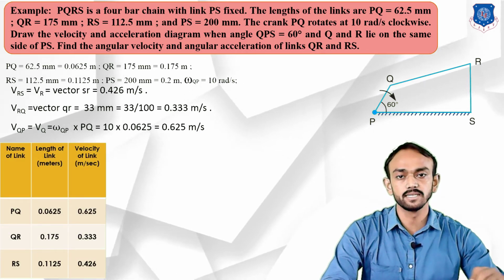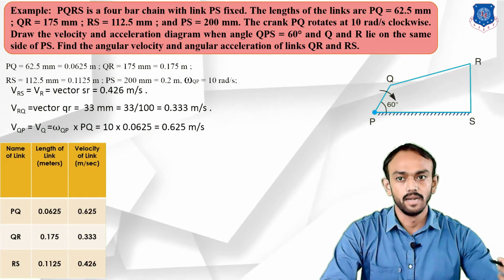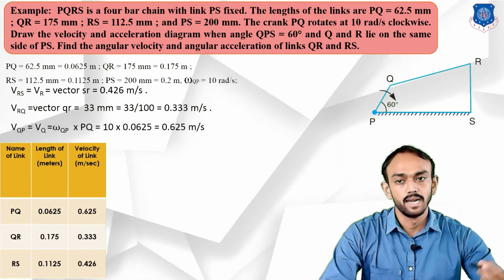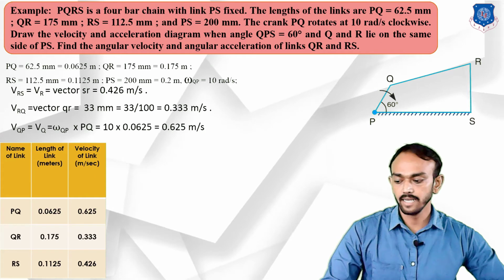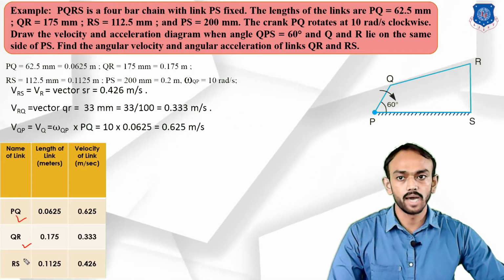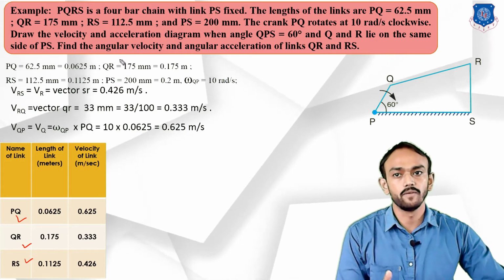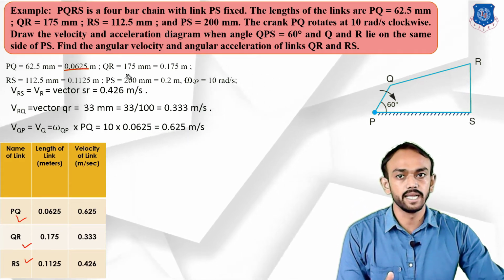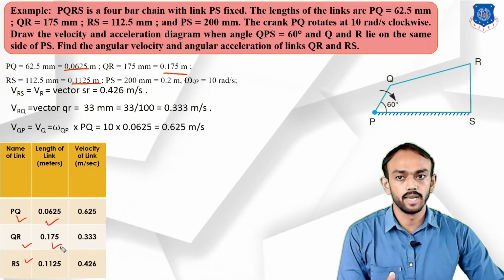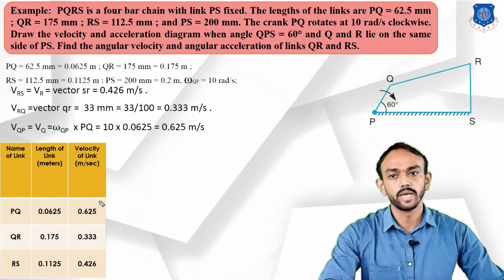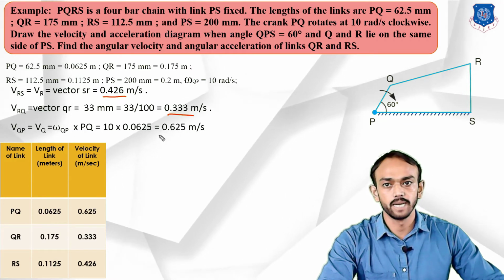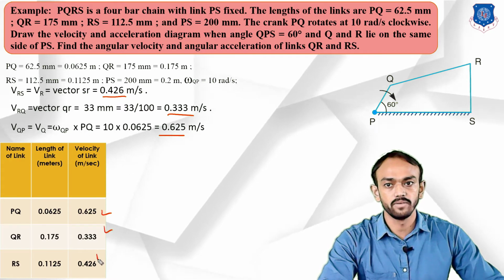In the table, first is the link, second is the length of these links, and third is the velocity of the link. Okay, let's check this. We have three links which are moving: PQ, QR and RS. And the length of each link is given in the given data, so we will put those values here. Then the velocities we have already found: 0.426, 0.33 and 0.625. So we have put these velocities here.